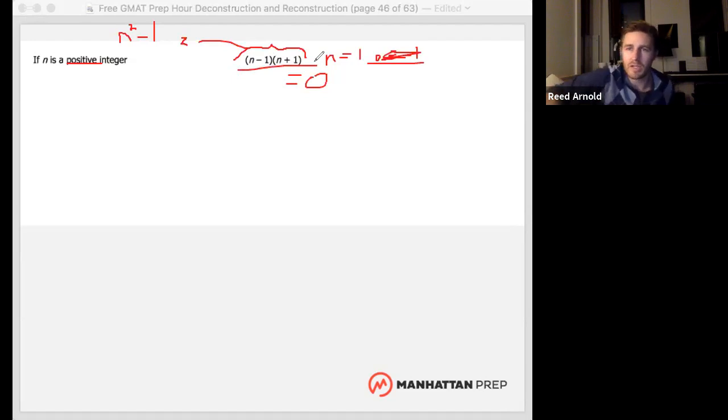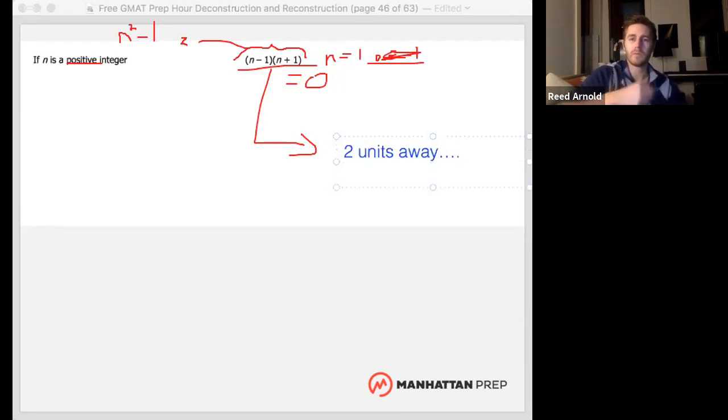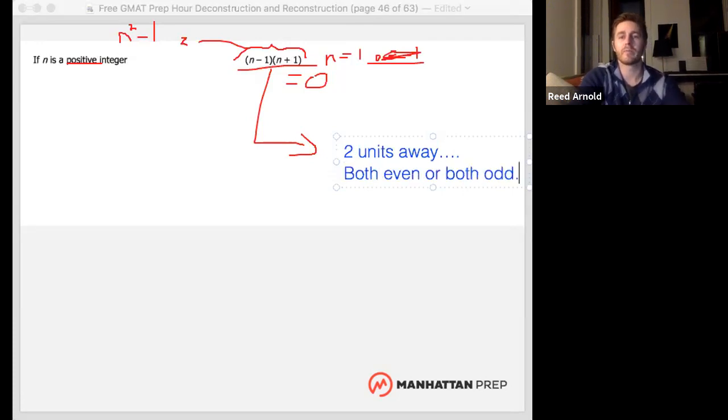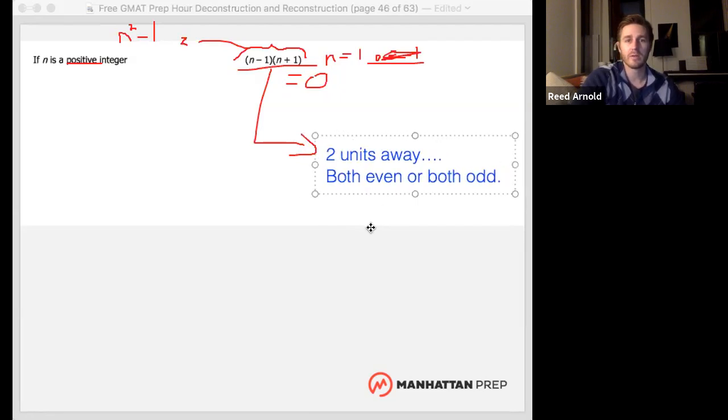What do you know about n minus 1 and n plus 1? We're going to be thinking about even and odd here, but let's make the correct inference. If I have a number minus 1 times a number plus 1, good. So Melanie says, hey, here's an inference. They're 2 units away from each other. What does that mean? So I have two consecutive integers is what this means. Good, Melanie. So they're either both even or both odd. And yes, n is the number in between. Okay. So these terms are either both even or they're both odd.